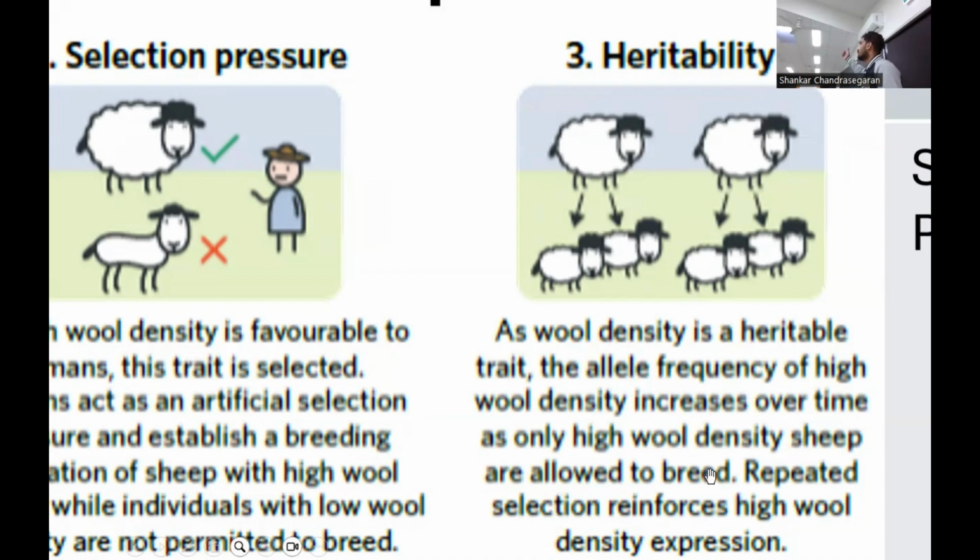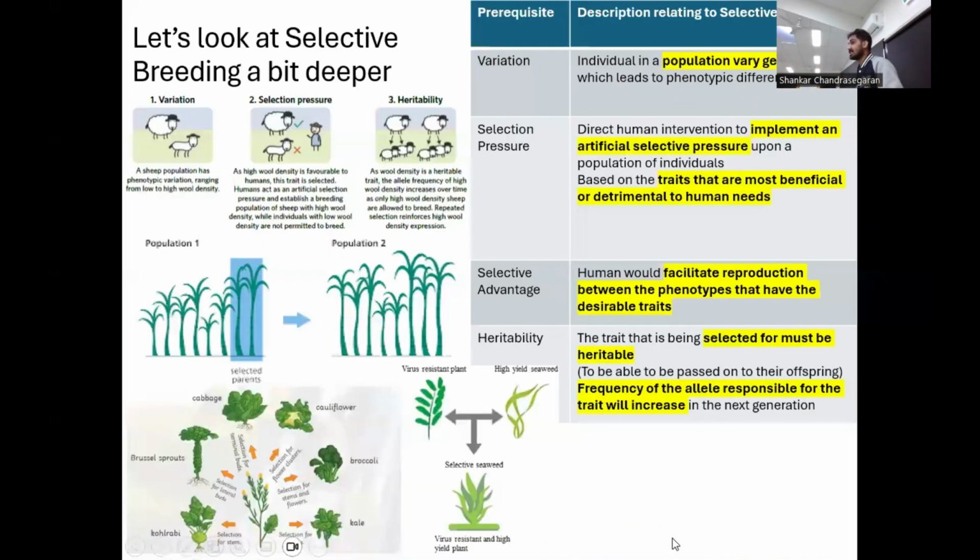This has been happening with pretty much any type of agriculture or farming. With animals, we also do selective breeding. We also do it with crops as well.